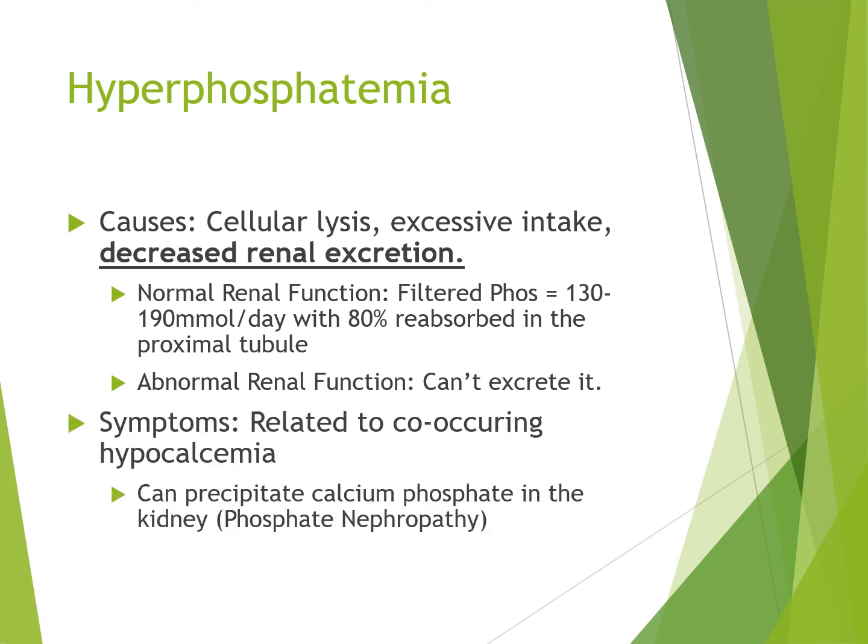So the symptoms are typically related to co-occurring hypocalcemia. I remembered this as the CATS mnemonic, which includes convulsions, arrhythmias, tetany, and spasms or stridor. Remember, though, that phosphorus always binds to calcium, so this can precipitate calcium phosphate in the kidney, which is called phosphate nephropathy.